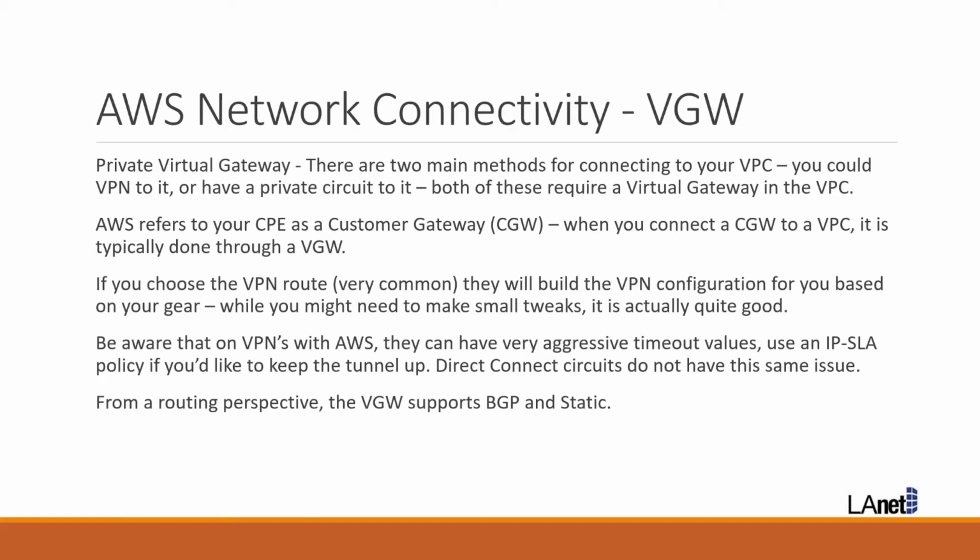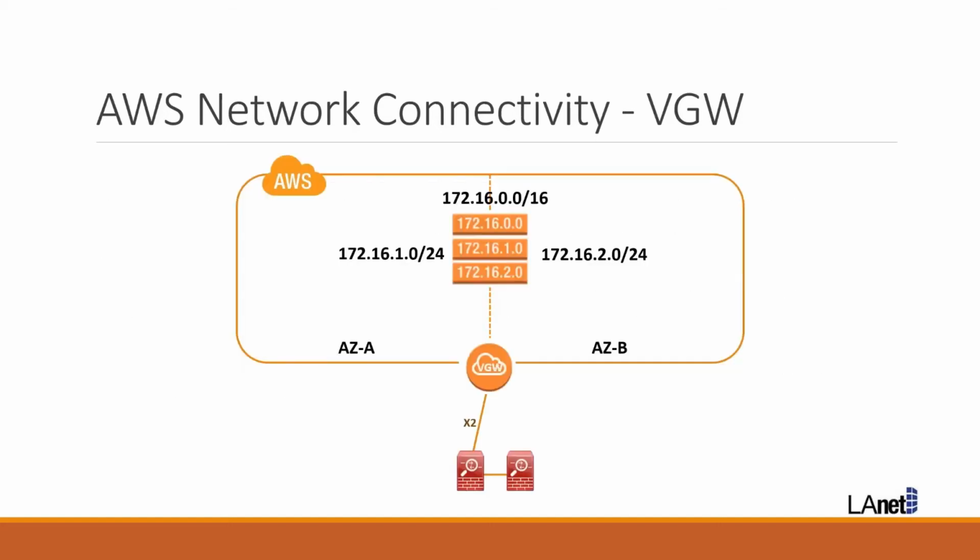But if you connect your firewall and have it VPN into the VGW, you may want to set up something like an IPSLA so it keeps that tunnel up, because otherwise the timeout values are very aggressive. And then from a routing perspective, the VGW supports BGP and static, I believe; that's about it for the VGW perspective. So here's what the VGW construct looks like.